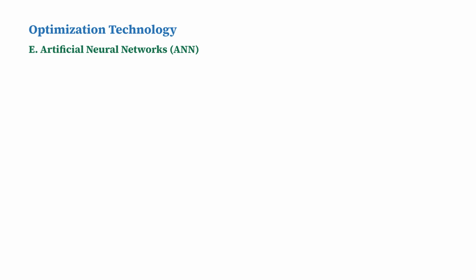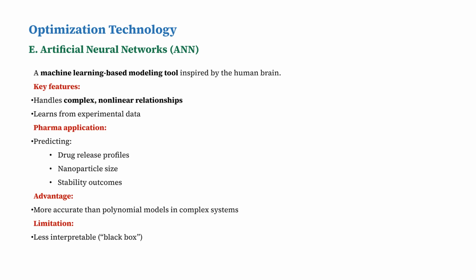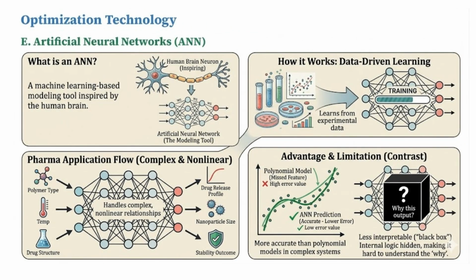Artificial neural networks, or ANNs, are a machine learning tool inspired by the human brain. Key features include handling complex, nonlinear relationships and learning from experimental data. Pharma applications include predicting drug release profiles and nanoparticle size. ANNs learn from experimental data to handle complex nonlinear relationships in pharmaceutical applications like predicting drug release.